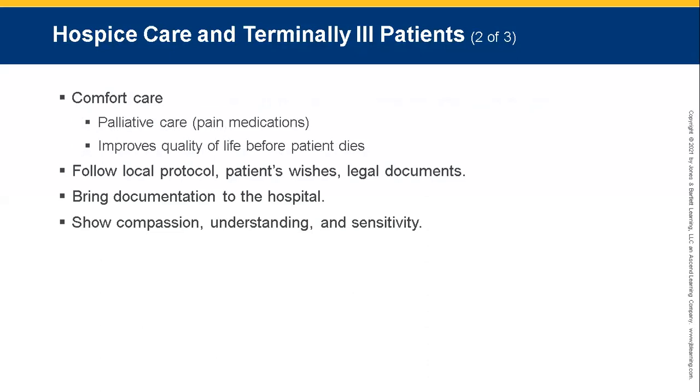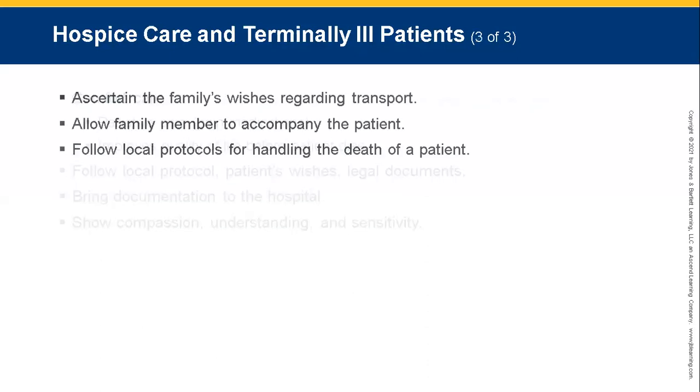Comfort care. These patients will require comfort care, palliative care, and pain medication, which improve quality of life before the patient dies. So palliative care is necessary for that. Follow local protocol, the patient's wishes, and legal documents. Bring documentation to the hospital, and show compassion, understanding, and sensitivity. Ascertain the family's wishes regarding transport, allow family members to accompany the patient, and follow local protocols for handling the death of a patient.